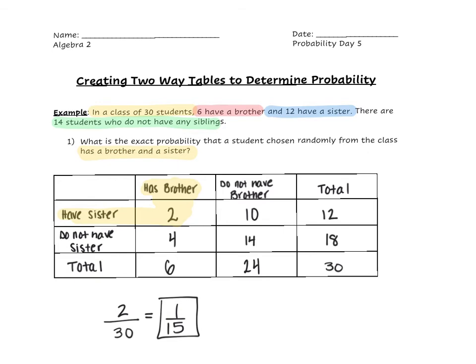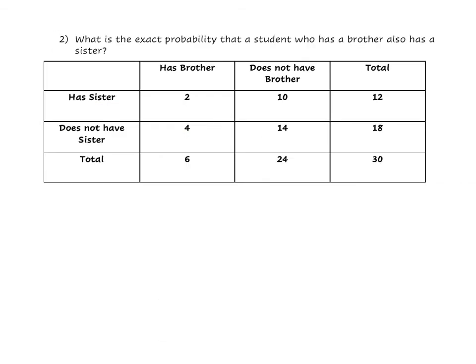All right, let's try another example. Same scenario. I just repeated the two-way table so we can use it as a reference. The question is, what is the exact probability, so same as before, make a fraction, that a student who has a brother also has a sister? This wording is really tricky. They're saying, of the people who have a brother, who also has a sister. So you have to use your grand total of who has a brother already. That grand total is 6. So of those 6, who has a sister, which is 2. So this probability is actually 2 out of 6.